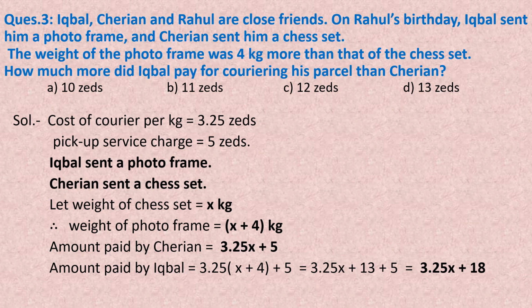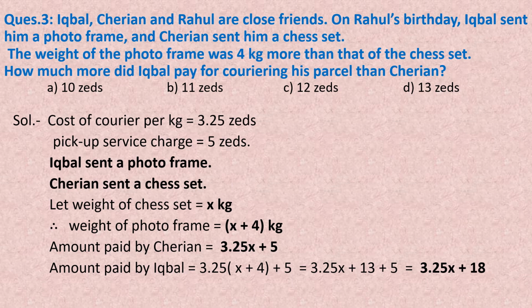Now let's see question number 3. Iqbal, Charyan and Rahul are close friends. On Rahul's birthday, Iqbal sent him a photo frame and Charyan sent him a chess set. The weight of the photo frame was 4 kilogram more than that of the chess set. How much more did Iqbal pay for couriering his parcel than Charyan? So see, the first step should be whatever details are given in the question, we should write those details and then only we should try to solve the question.